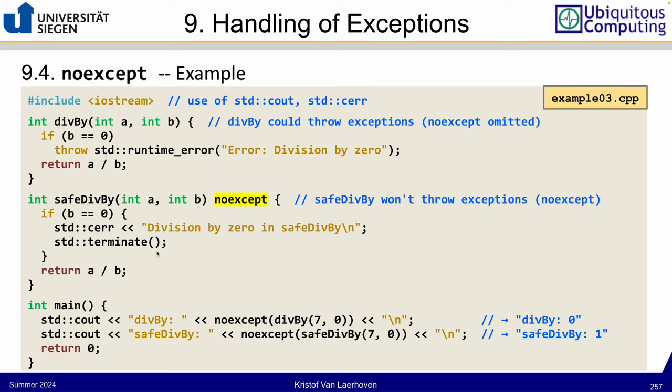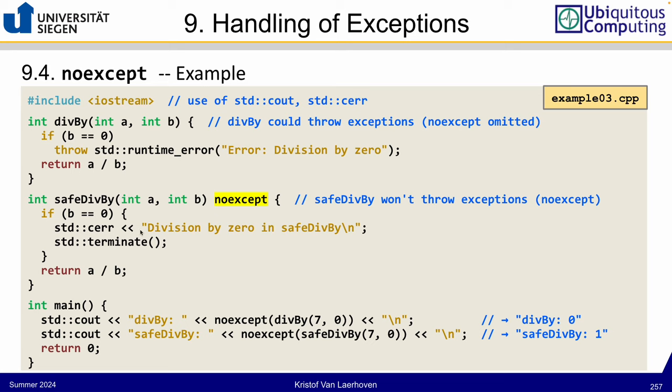However, if you don't want this and you want to explicitly handle this yourself and tell everybody else, including C++, that there is a guarantee that this will never throw an exception, then you can create another function which does the same but implements it slightly differently. In that case, if B is zero, we don't throw an exception. No, we just terminate the whole program and that's it. That's a very harsh way of doing things, but in this case, we did guarantee that our function does not throw an exception, right?